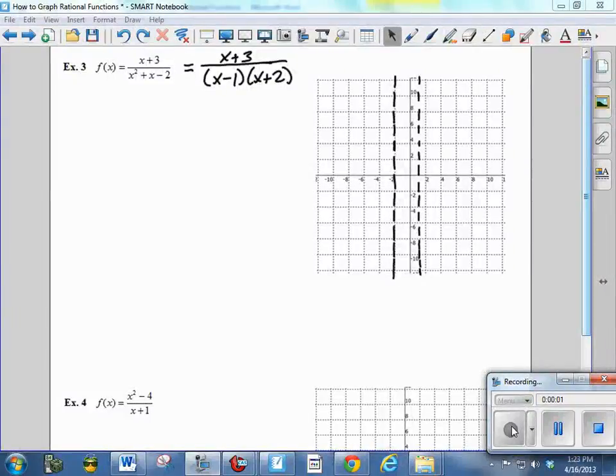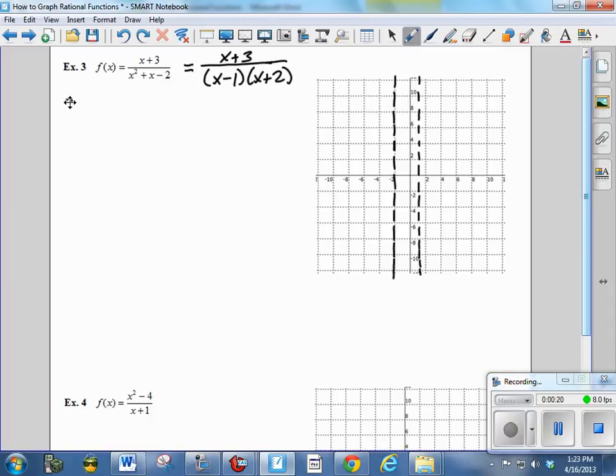When we ended our last class, we had just made the exciting discovery that this particular rational function has not one but two vertical asymptotes, and we have placed the vertical asymptotes, both of which make the denominator equal to 0. Now let's go ahead and continue with the x and y intercepts.